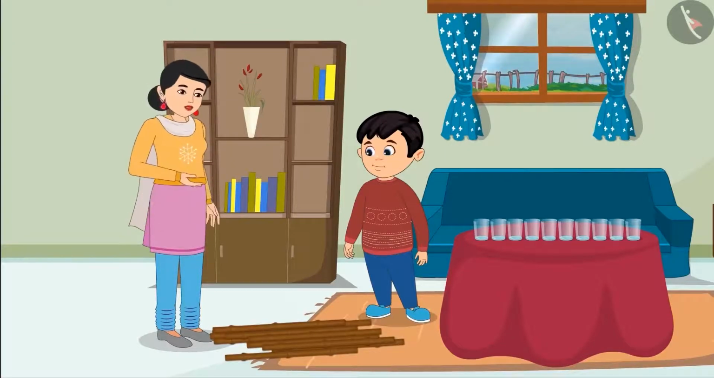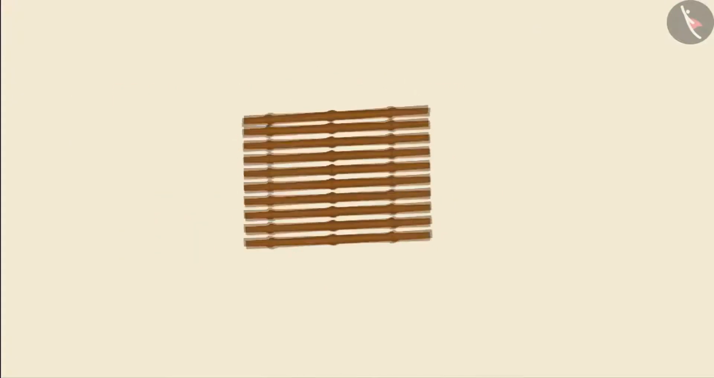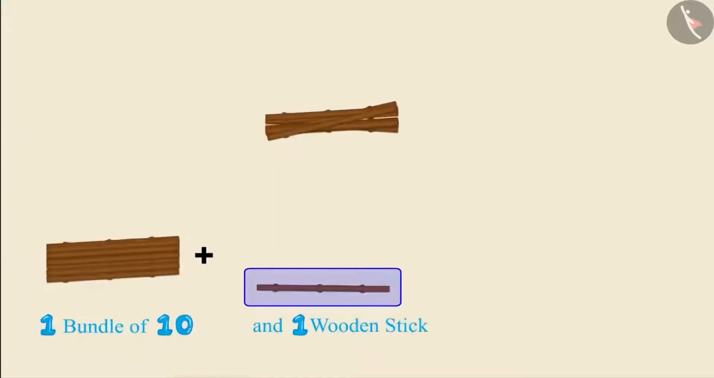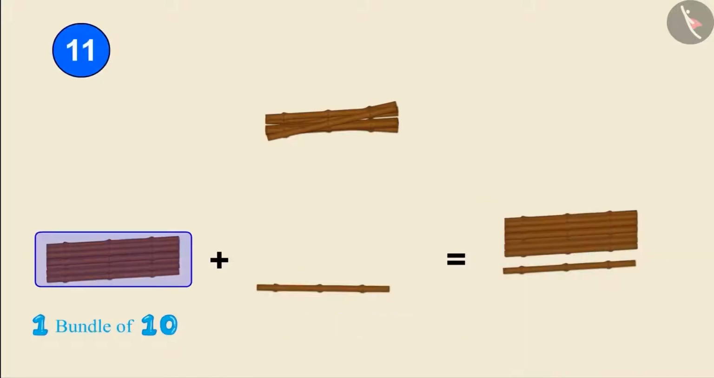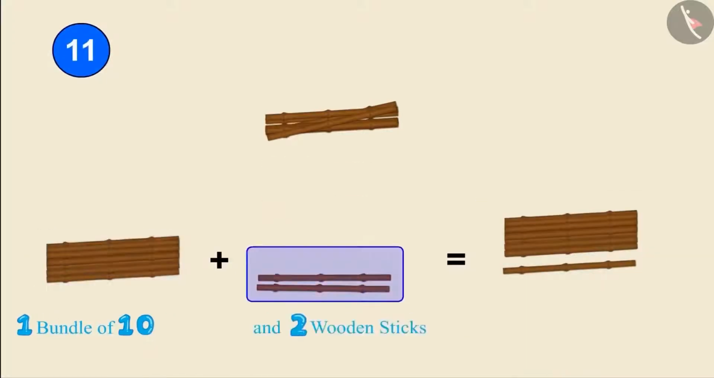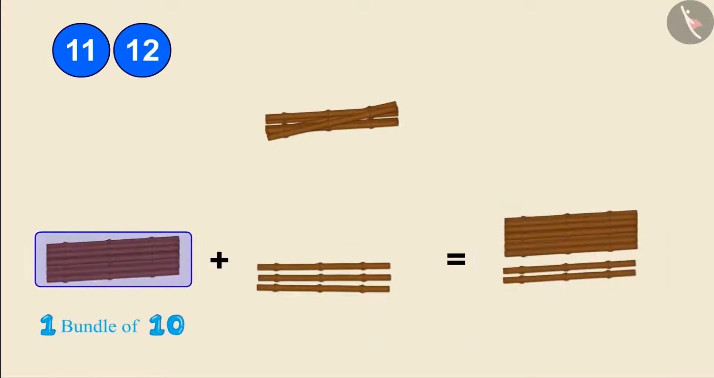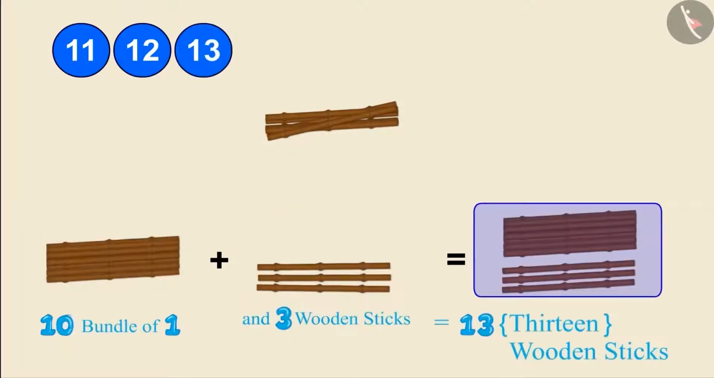Very good. Now let's count the remaining wooden sticks. These are 10 sticks. So let's make their bundle of 10 like this. One bundle of 10 and one more wooden stick make 11 wooden sticks. One bundle of 10 and 2 wooden sticks make 12 wooden sticks.